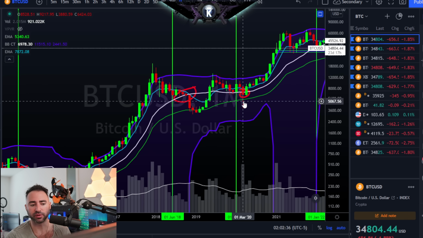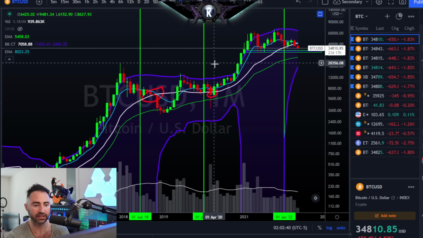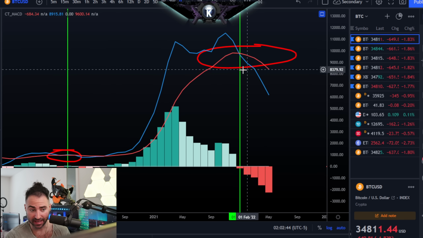Same thing over here, although this one did go all in one go, and then still took about 4 or 5 months for Bitcoin to get going yet again. And what do we have over here? Well, again, we do have the monthly MACD cross to the downside.